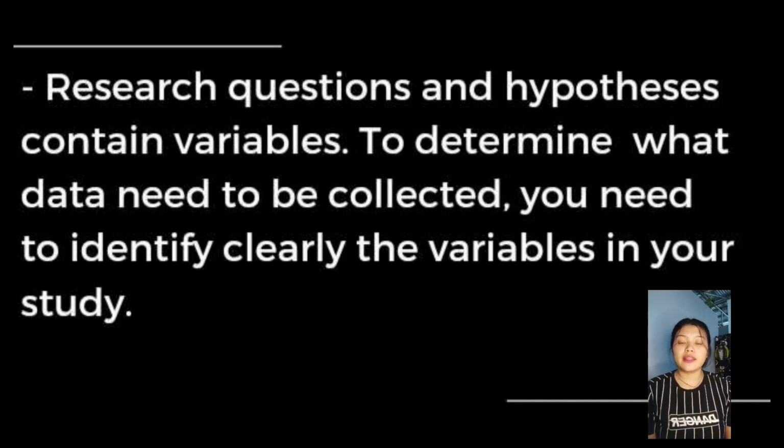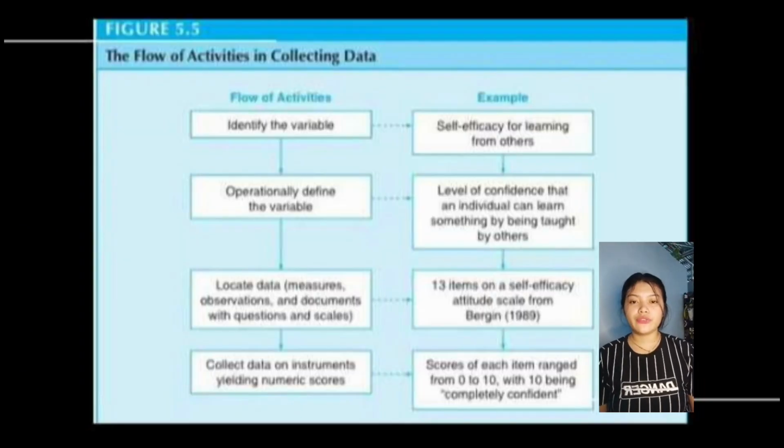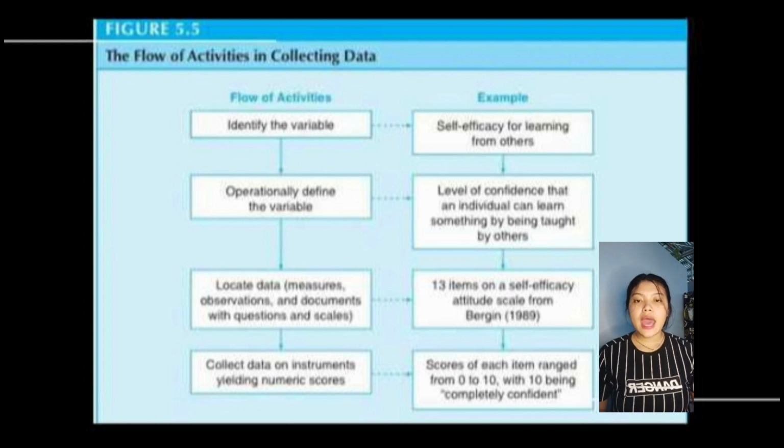So, these steps involve identifying the variables of interest and determining what kind of information will help in assessing these variables. So in this figure, we will find out the flow of activities in collecting data. So we have identified the variable. Identifying the variables is crucial in the flow of activities when collecting data because it helps to ensure that the data collected is relevant to the research questions or hypothesis. By clearly defining the variables of interest, researchers can focus their data collection efforts on gathering information that directly relates to these variables. This ensures that the data collected will be meaningful and useful for analyzing and interpreting the research findings.